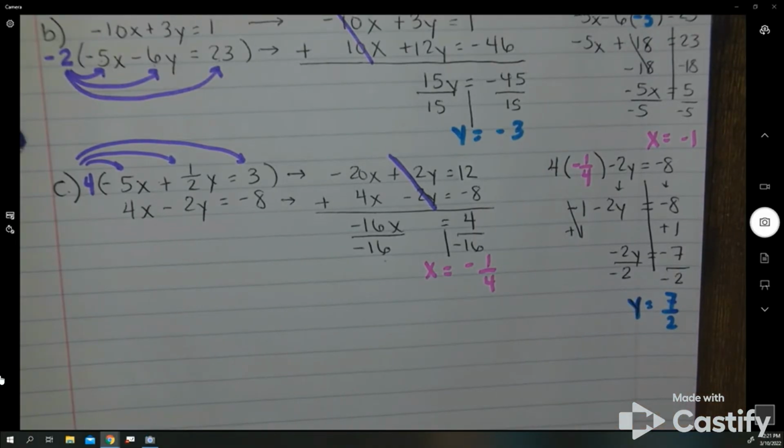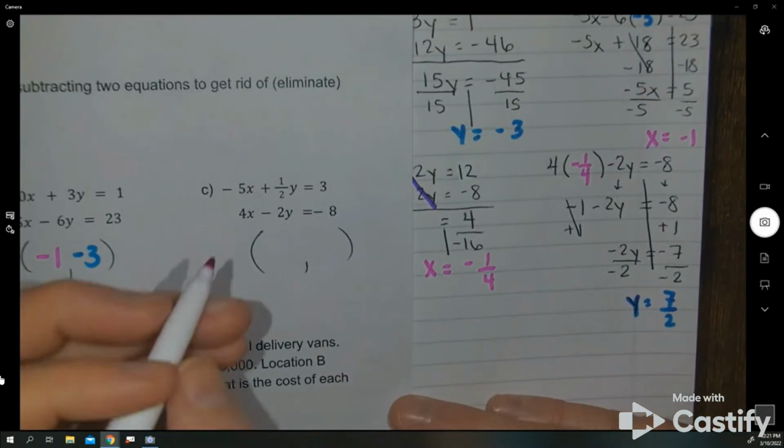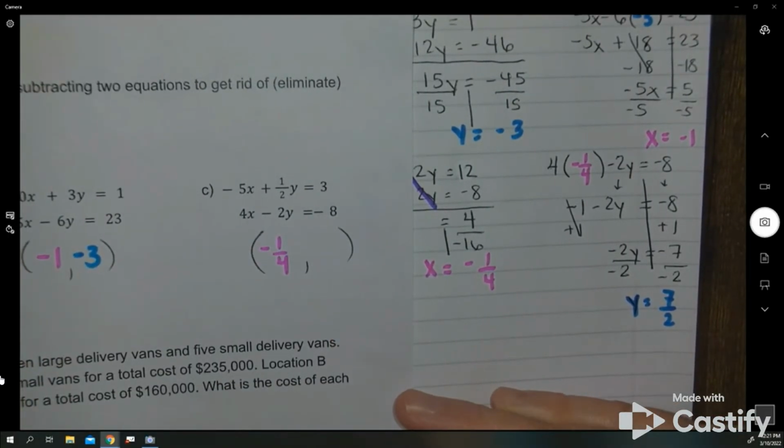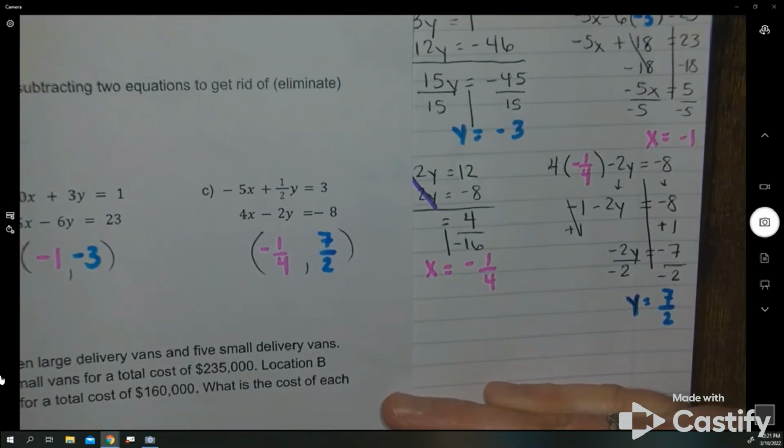And it's perfectly acceptable and encouraged to leave it as an improper fraction, unless you are told differently in the question. So if you're asked to write it as a mixed number, then write it as a mixed number. Otherwise, you're welcome to leave it improper. So x is negative 1/4, y is 7/2. That is our point of where they intersect one another.